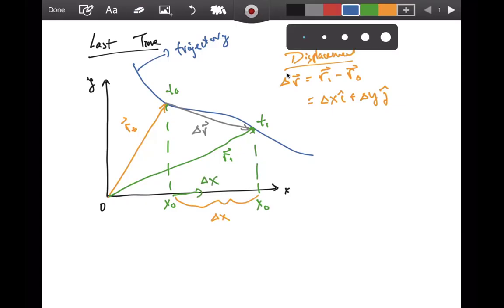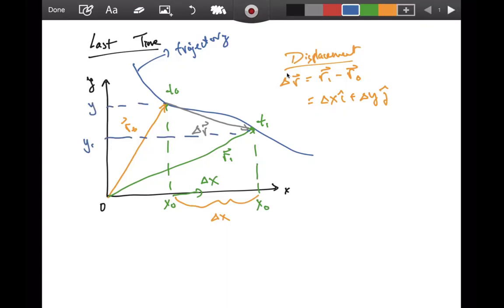And then in the y direction, let me drop my line over here. So this is my final y position. This then is my initial y position. So in this case, my displacement in the y direction is simply this. So this is my delta y, which in this case points downward, in the negative y direction. So that's then my displacement.